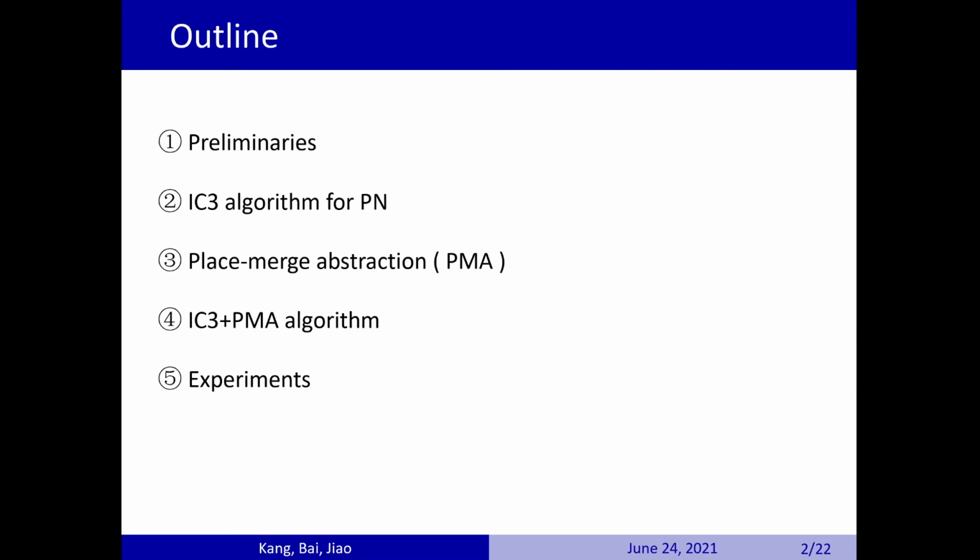The outline of my talk is as follows. First, I will state the preliminaries of this paper. After that, I will recall some main ideas of IC3 for Petri Nets, which is the core of IC3 plus PMA. Then, I will state some definitions and principles of place merge abstraction and how to refine a coarse abstraction. After that, I will explain our algorithm, IC3 plus PMA. Finally, I will present our experiment results and future work.